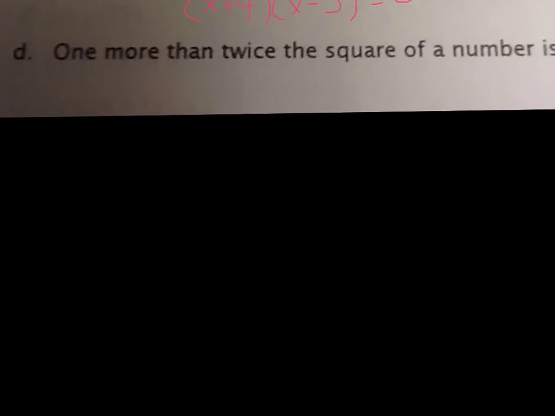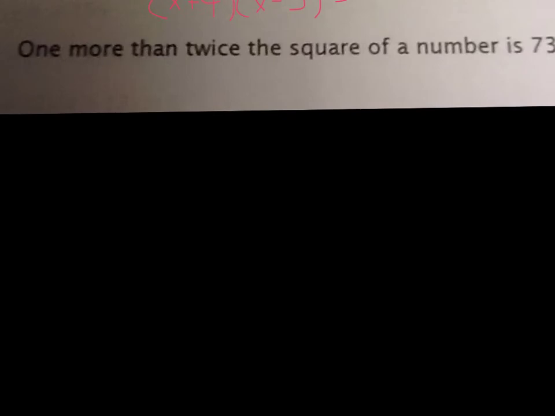Okay, it says 1 more than twice the square of a number, and I can't see the end, is 73. Okay, so 1 more than twice the square of a number. So we've got 1 more, twice the square. So the number squared, and you have twice it, so 2x squared, plus 1 more than, so that's plus 1, equals 73.